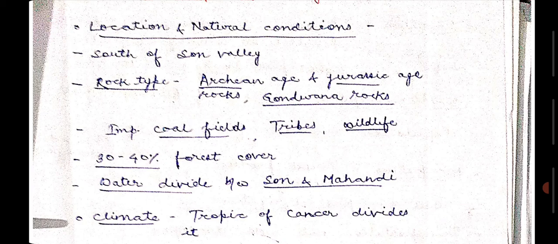And it has important coal fields, important tribes like coal, and the Baghelkhand Plateau is the water divide between Son and Mahanadi. This is important, very important. Baghelkhand is water divide between Son and Mahanadi.